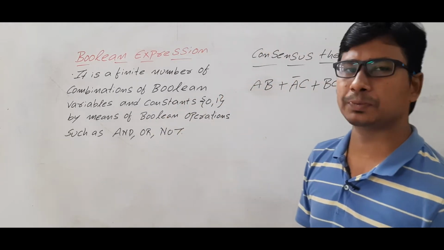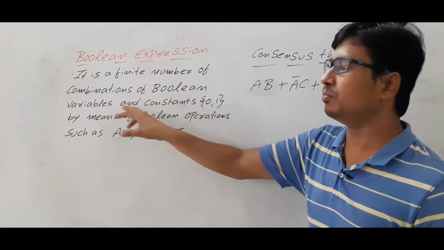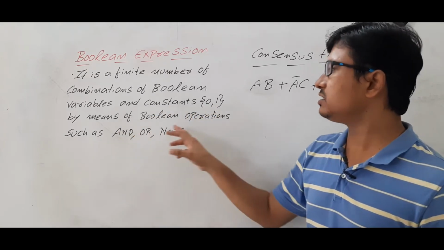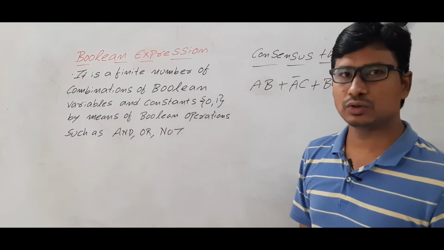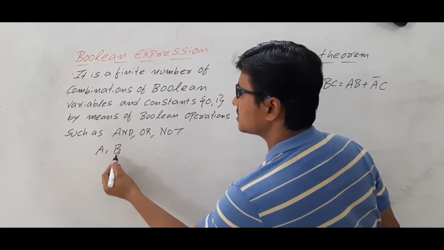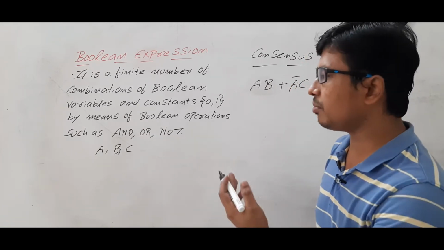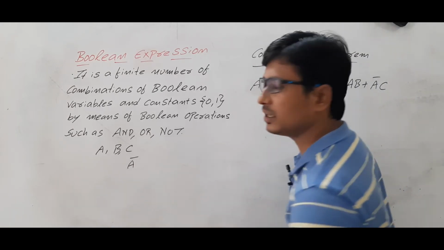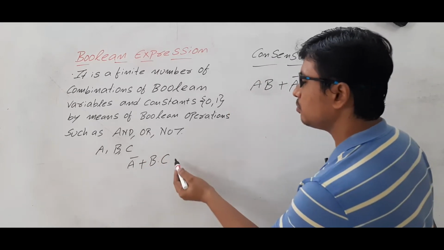Coming to the Boolean expression, it is defined as a finite combination of Boolean variables and constants such as 0 and 1 by means of Boolean operations such as AND, OR, NOT. So, let's take Boolean variables A, B, C, and constants 0 and 1, combined by means of Boolean operations such as AND, OR, and NOT. Suppose I represent it like this: A not, or, B and C. This is a Boolean expression.